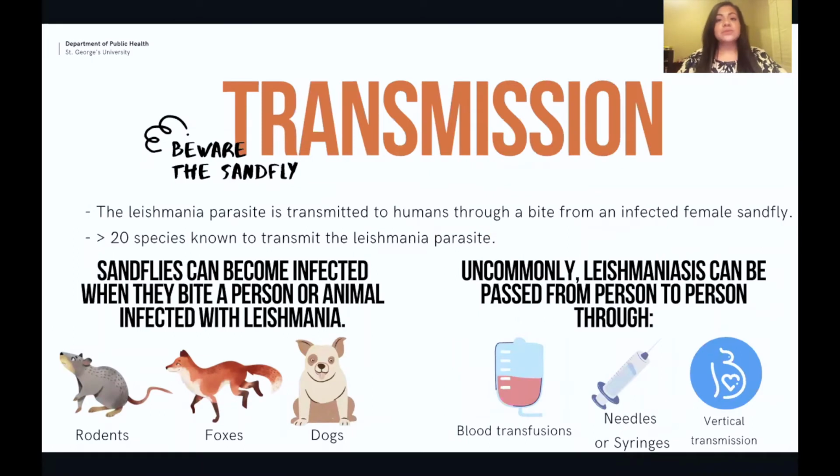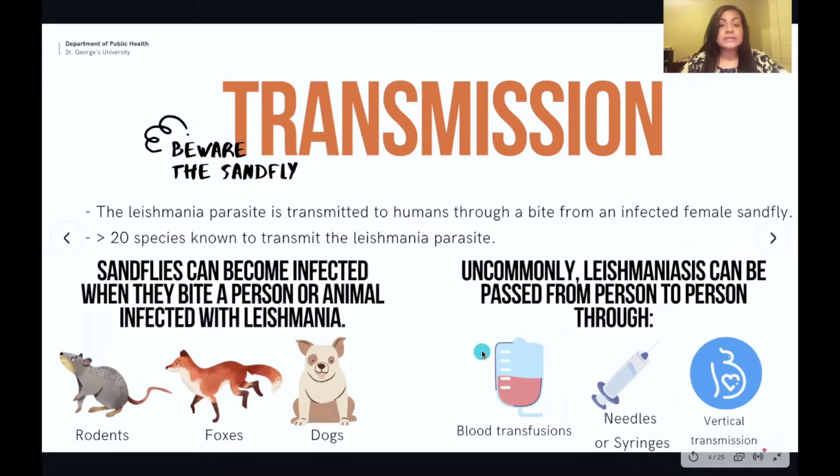So how is Leishmania transmitted? The Leishmania parasite is transmitted to humans from a bite from an infected female sandfly. There are over 20 species of sandflies known to transmit the Leishmania parasite. Sandflies become infected when they bite a person or an animal infected with Leishmania.